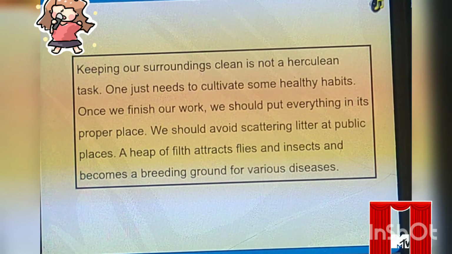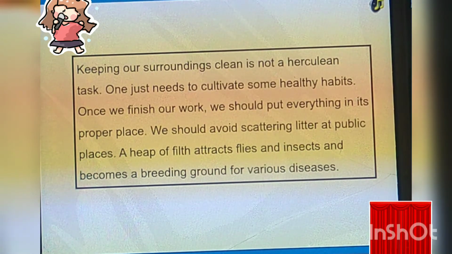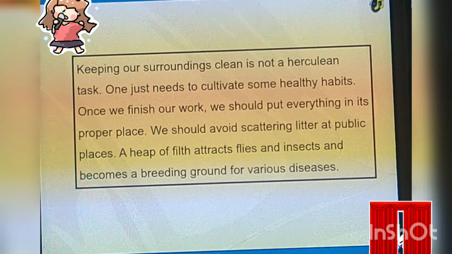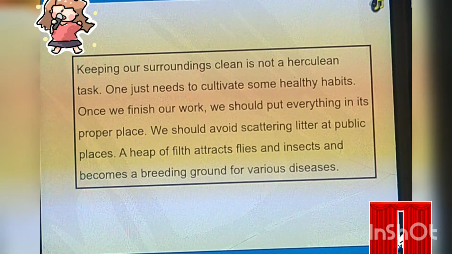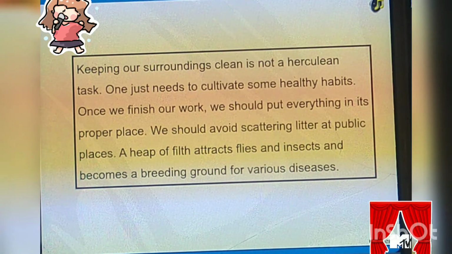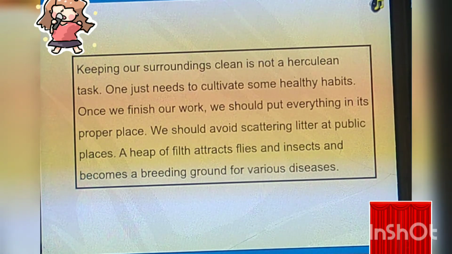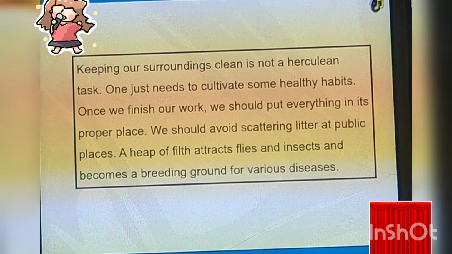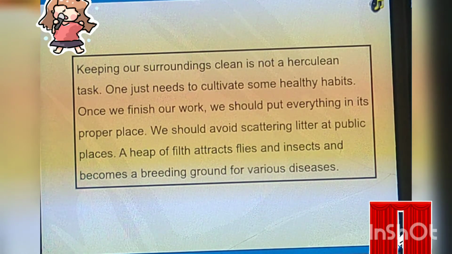Keeping your surroundings clean is not a Herculean task. Herculean task is something very difficult. One just needs to cultivate some healthy habits. Once we finish our work, we should put everything in its proper place. We should avoid scattering, littering. Yes, a heap of filth, means dirt, attracts flies and insects and becomes a breeding ground for what? For various diseases.